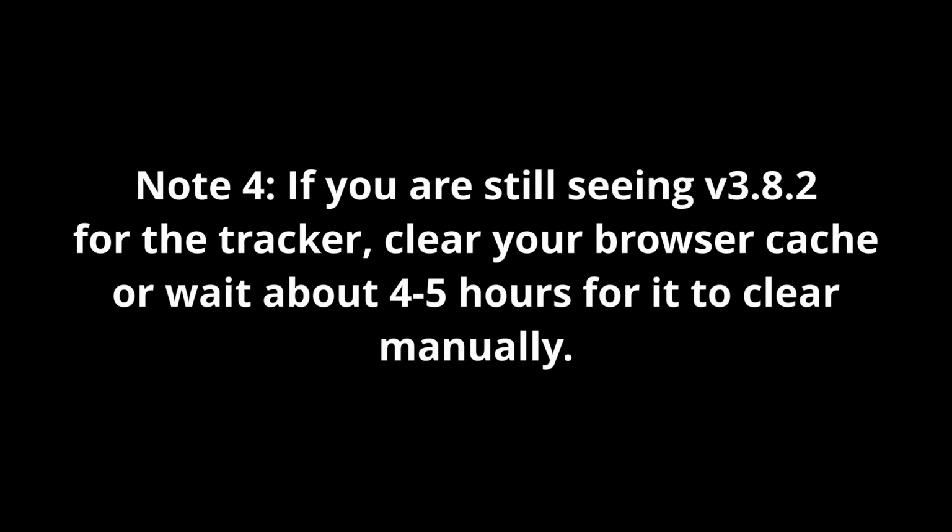With the tracker update at 6 p.m. Eastern on the 22nd, if you are still seeing version 3.8.2 when you visit the tracker, this is most likely due to your browser caching the older version of the tracker. So you can fix that by clearing out your browser cache, and you should be able to now see version 4.4.0. Otherwise, you can wait about 4 to 5 hours for the cache for your browser to clear out, and then you should be able to see the new version of the tracker.